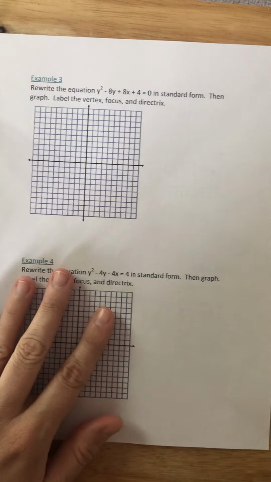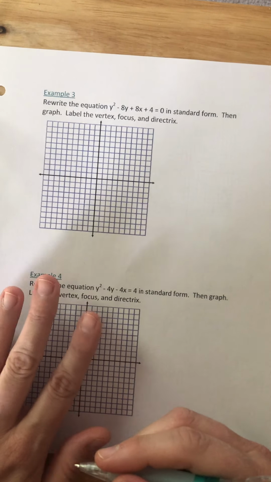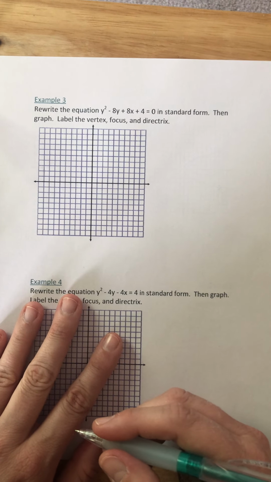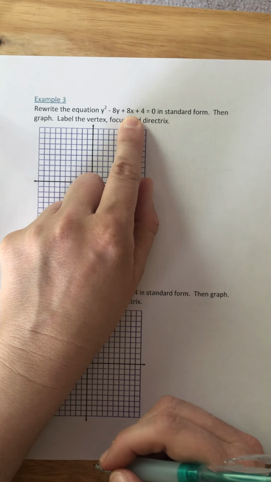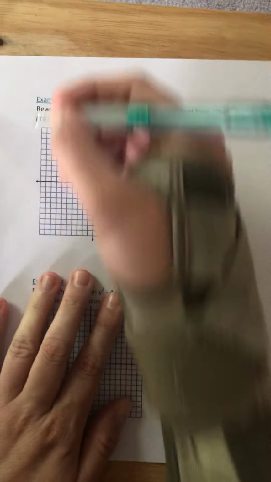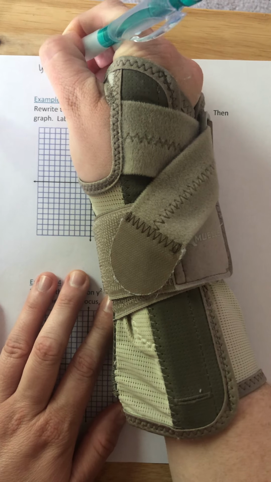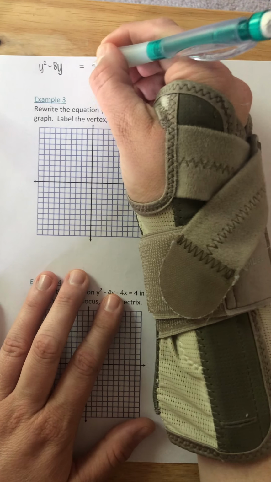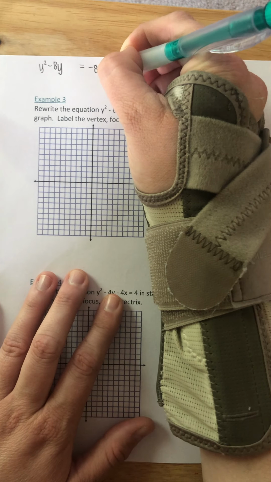All right, so let's try example 3. All right, this one's different, kind of like yesterday's. It says that we want to rewrite it in standard form. So again, just like yesterday, we're going to have to do the process of completing the square. So one thing I'm going to go ahead and do is move that 8x and the 4 over to the other side. So I've got y squared minus 8y. I'm going to leave some space because we're going to do the completing the square process in a moment. I'm moving the 8x over, so it turns it into -8x. I'm also moving the 4 over. It turns that into -4.